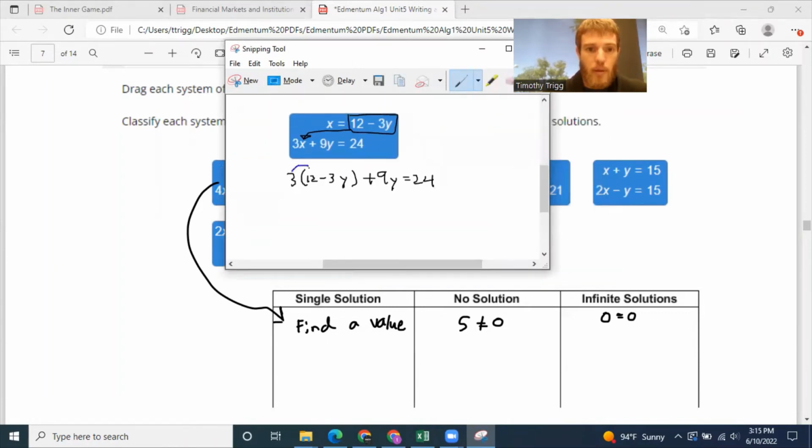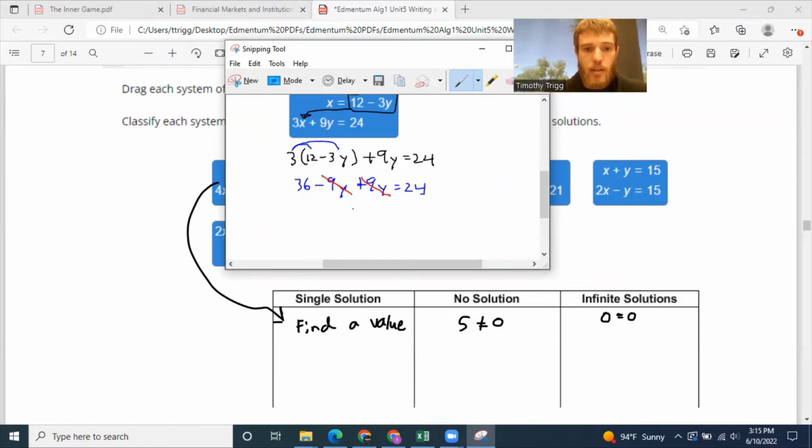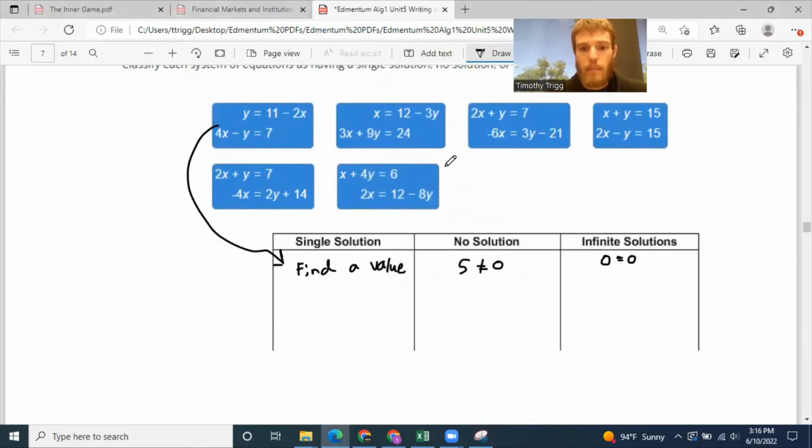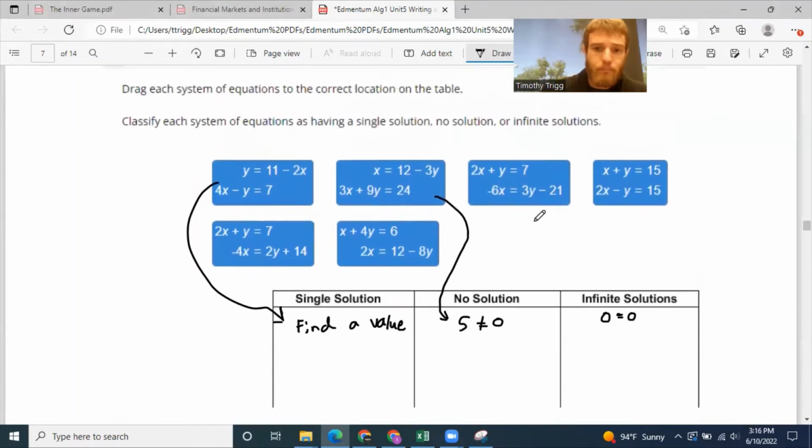So when I distribute the 3 into this parentheses, gives us 36 minus 9y plus 9y equals 24. Here, negative 9y plus 9y, well, I can combine those together, but they cancel. So that gives me that 36 equals 24. Hey, 36 doesn't equal 24. So those are actually no solution there, because you end up with something that's not true. You had 36 equals 24. Well, that's not true, is it? So no solution.